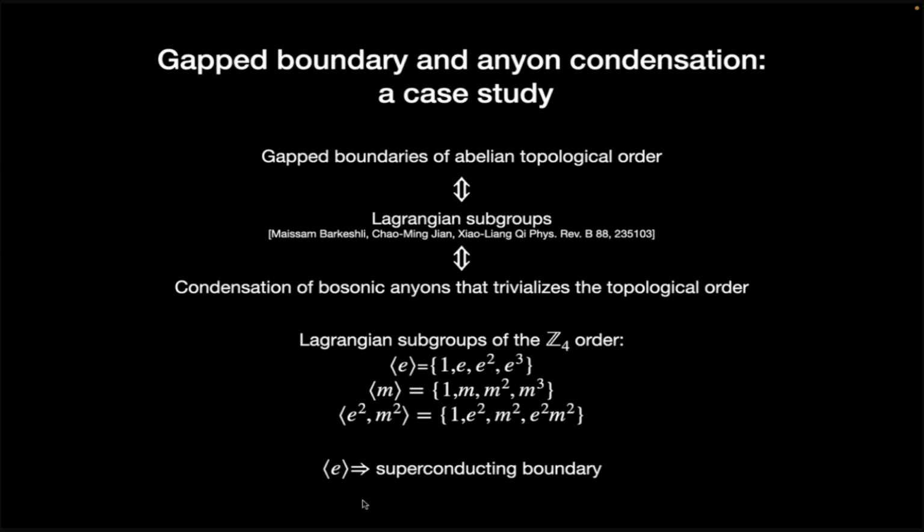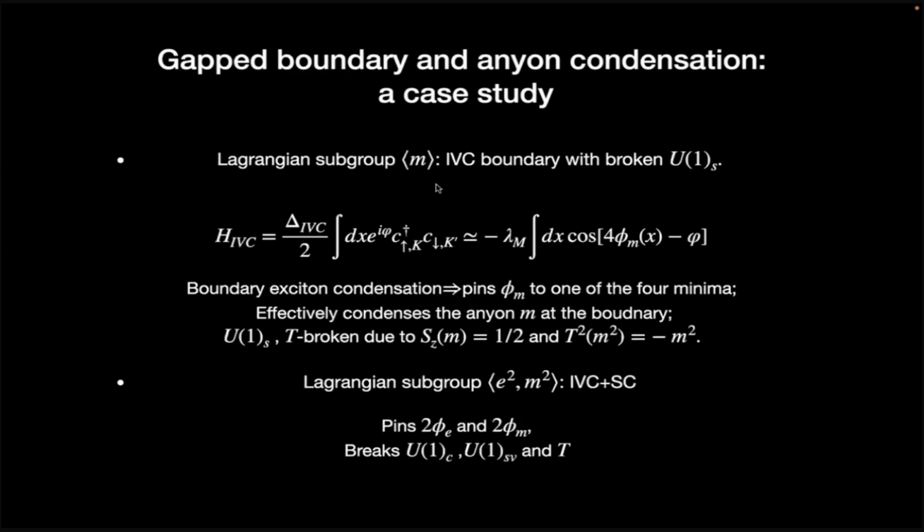And we have seen that the E condensed boundary corresponds to a superconducting boundary. Then next, I want to show you the interpretation of the other two choices. For the Lagrangian subgroup generated by M, it's actually an intervalley coherence boundary with broken spin rotation symmetry.